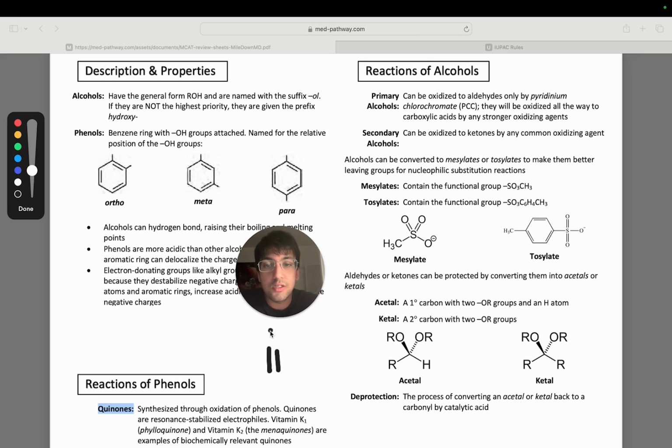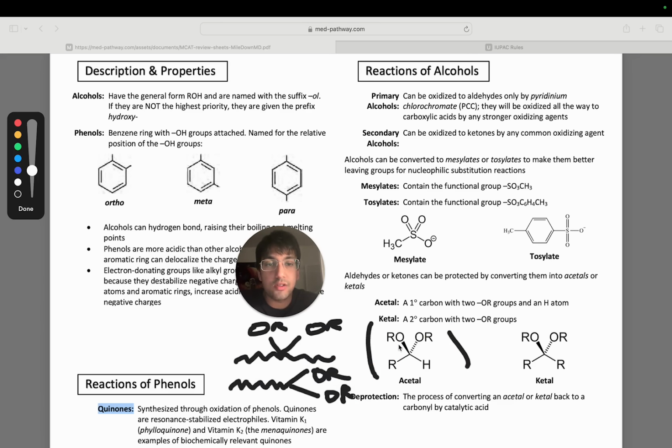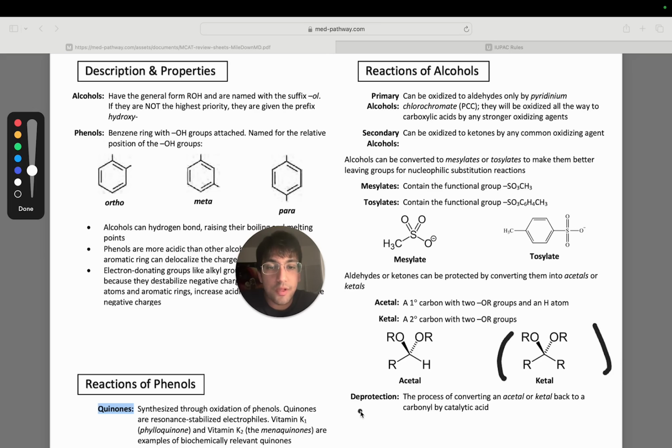Ketals are pretty simple. You know that there's a ketone, right? Well, how do we change this into a ketal? Basically, we just do 2 OR groups instead of that one double bond to an oxygen. Acetal is the same thing, those 2 OR groups, but instead of this being in the middle of the chain, like it would be in a ketal, this is happening at the end of the chain. So we have 2 OR groups like that. That's what an acetal is. That's how we protect, and we convert it back into the aldehyde or ketone at the end. Now we have deprotection, which is how we convert the acetal or ketal back into the carbonyl, and we use a catalytic acid.